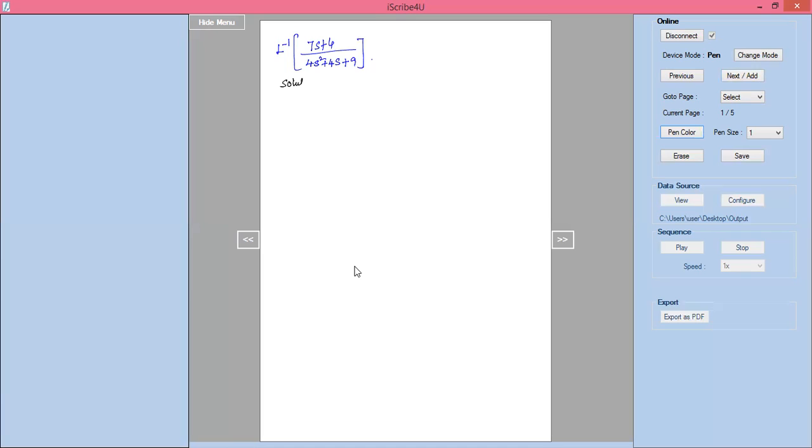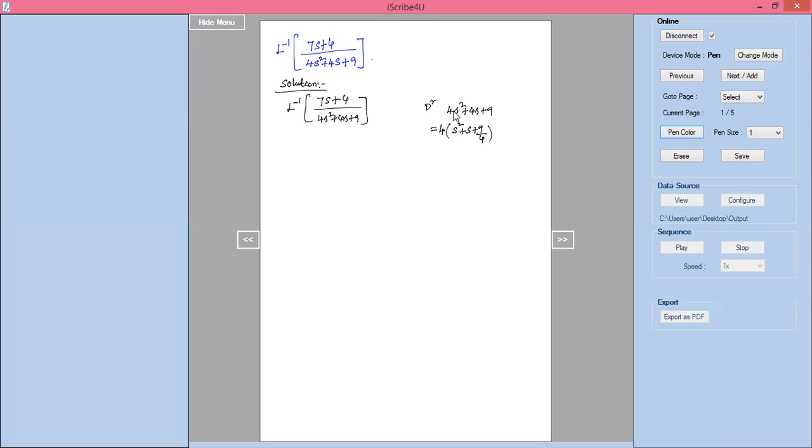Solution. Right. So now we'll get L inverse of 7s plus 4 divided by 4s square plus 4s plus 9. How can I write this? I'll take the denominator, which is 4s square plus 4s plus 9. In the previous problems, the s square coefficient is 1. Here the s square coefficient is 4. If any term like that comes, you should take the term outside: 4 into s square plus s plus 9 by 4.